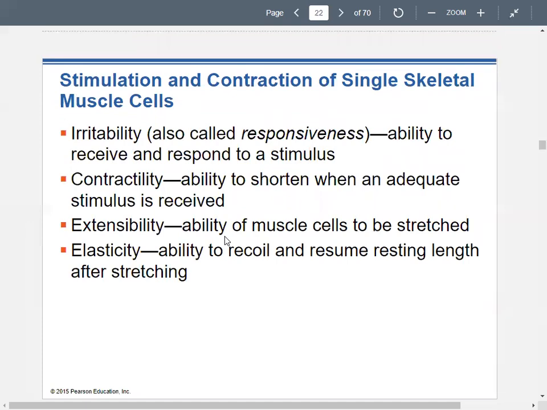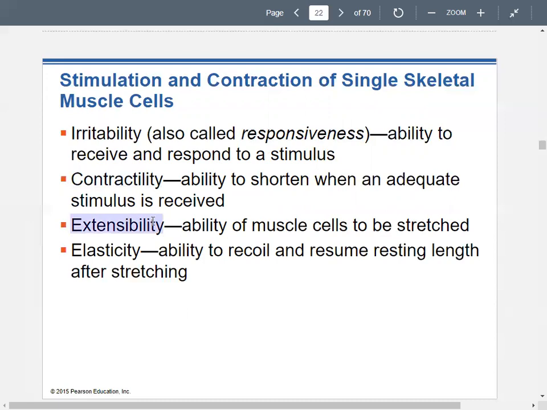All right. So we're going to transition here to characteristics of skeletal muscle cells. One is irritability. No, it doesn't mean they get upset. It means responsiveness. Okay? So this means they can receive a stimulus and respond to it. Contractility means they can shorten, they can contract when you get the stimulus.